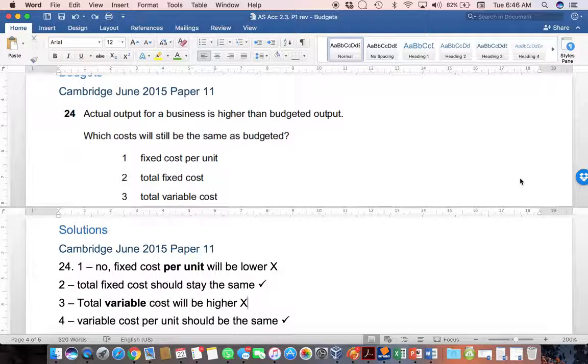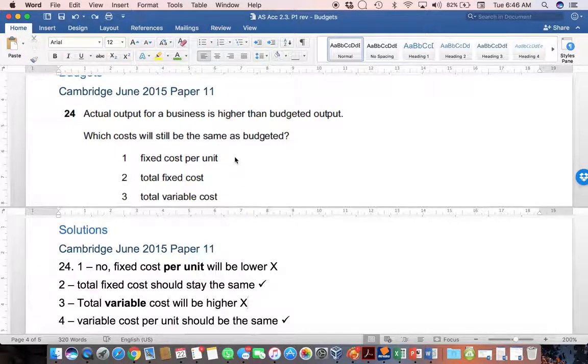Now, if you think about the fact that if output is higher than budgeted output, you would expect that your fixed costs will stay the same by definition, but your total variable costs would increase. However, your costs per unit for the fixed costs would be smaller, although your variable costs would stay the same. So let's now go and have a look at the different options that have been given.